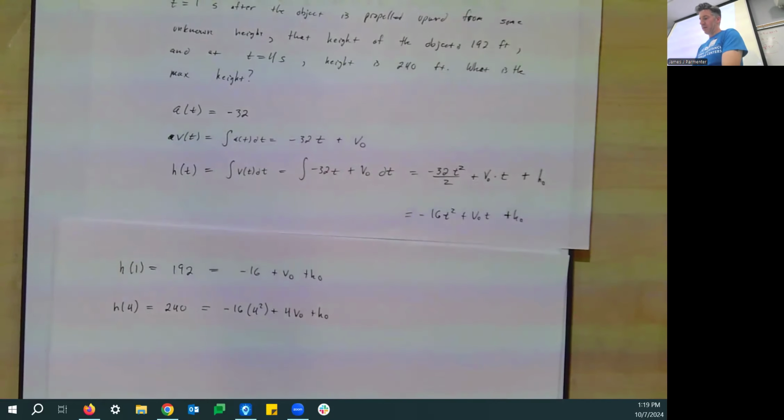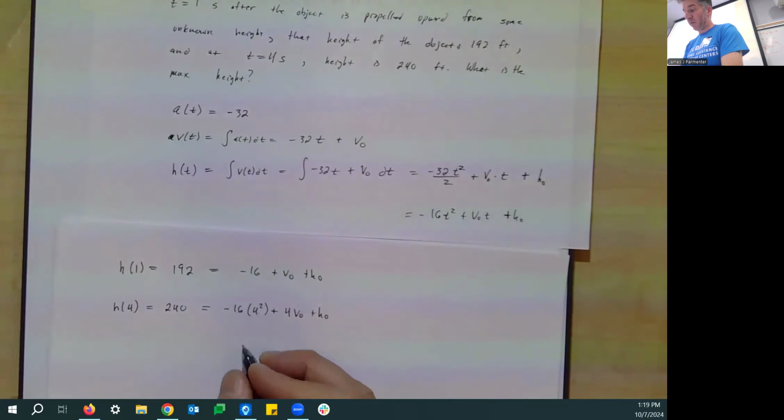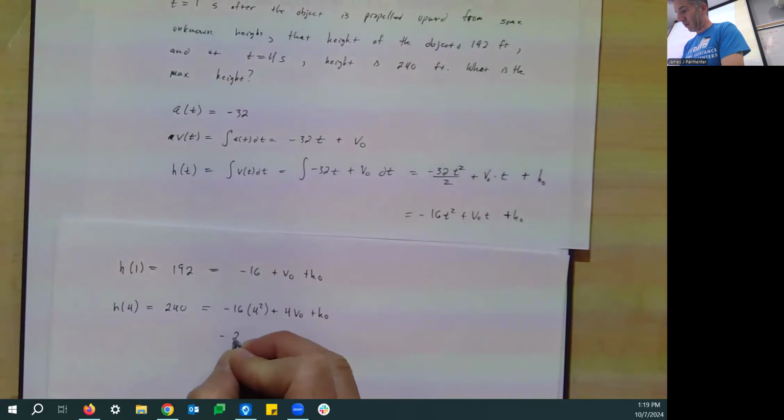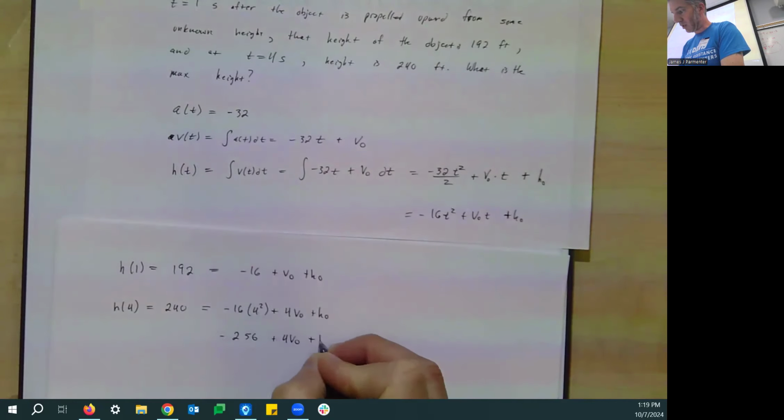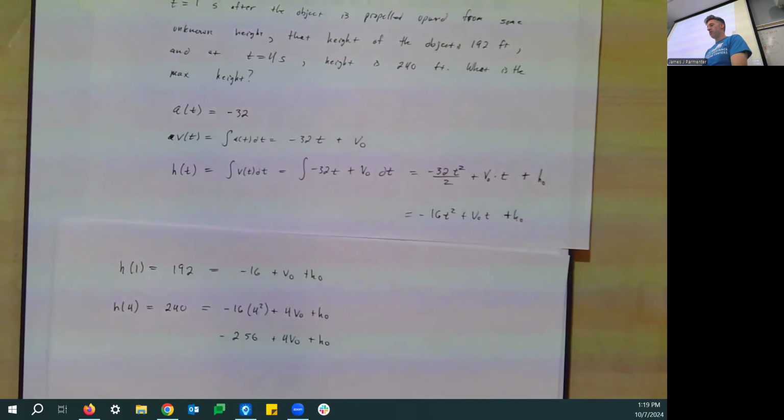And then simplifying this a little bit, 16 times 16 is 256. So I've got negative 256 plus 4 v naught plus h naught. And now you could attempt to solve for h naught and v naught in whatever way you like. One easy way would be to isolate h naught in each of these and set them equal to each other, or isolate h naught in one of them and plug it into the other one.